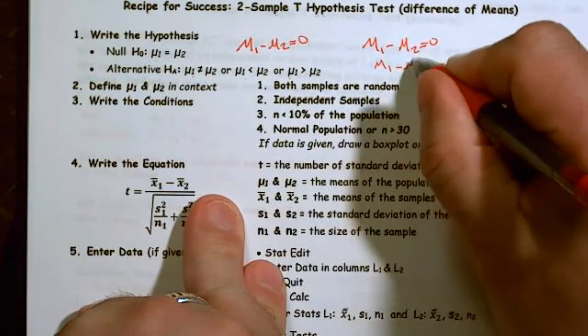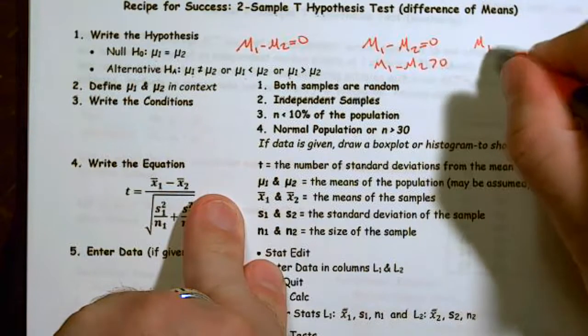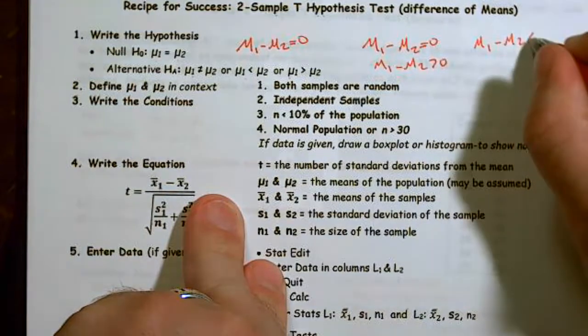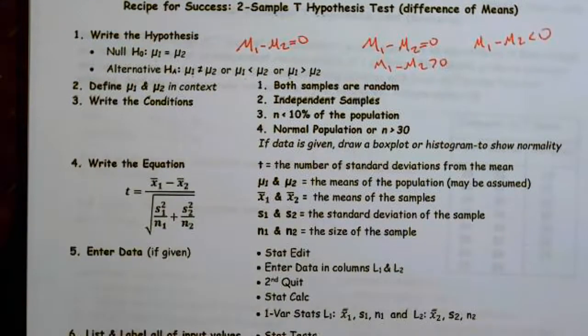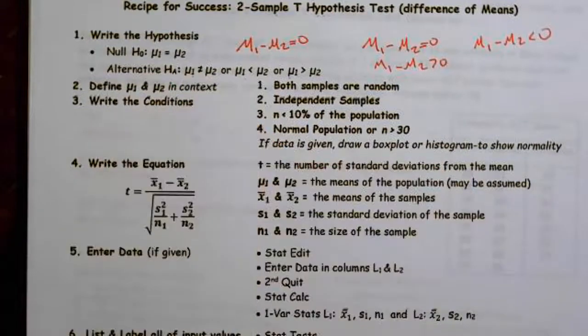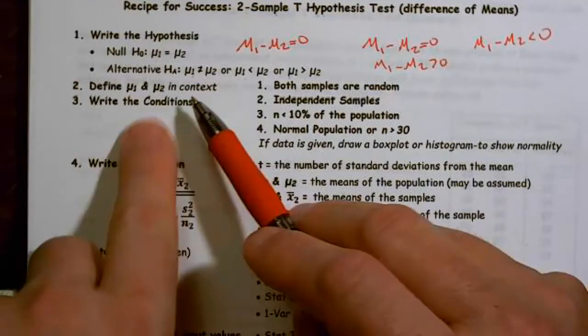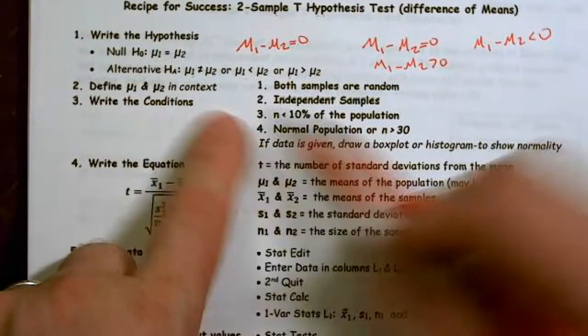mu1 minus mu2 is greater than 0, or mu1 minus mu2 is less than 0. Again, all of those are equivalent, completely acceptable. It's up to your choice. I just do this one because it's easy, but it's up to you. If you want to include the 0 and that helps you out, that's great. Once again, we have to define the parameter in context, and we have to write our conditions.